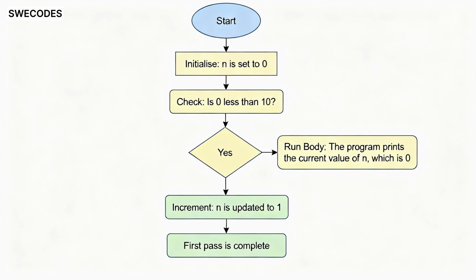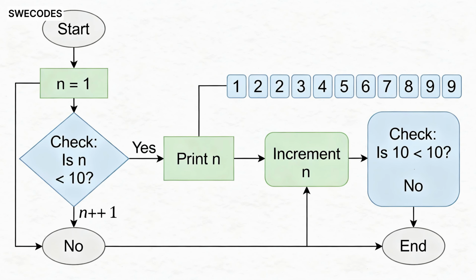Tracing the execution. So let's trace this. 1. Initialize. n is set to 0. 2. Check. Is 0 less than 10? Yes. So we enter the loop. 3. Run body. The program prints the current value of n, which is 0. 4. Increment. n is updated to 1. The first pass is complete. Now we start the second pass.